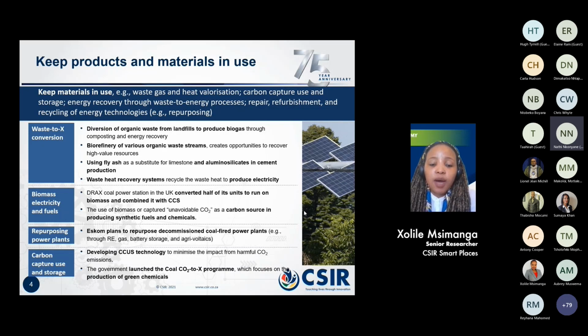The next and last part of this component is looking at carbon capture, use and storage. The government has highlighted the importance of developing CCUS technology to minimize the impact from harmful CO2 emissions. The DMRE sees this technology as one of the avenues for continuing to take advantage of coal. In 2019, the government launched the Coal CO2-to-X program, which will focus on the production of green chemicals such as green ammonia and green hydrogen from flue gas.